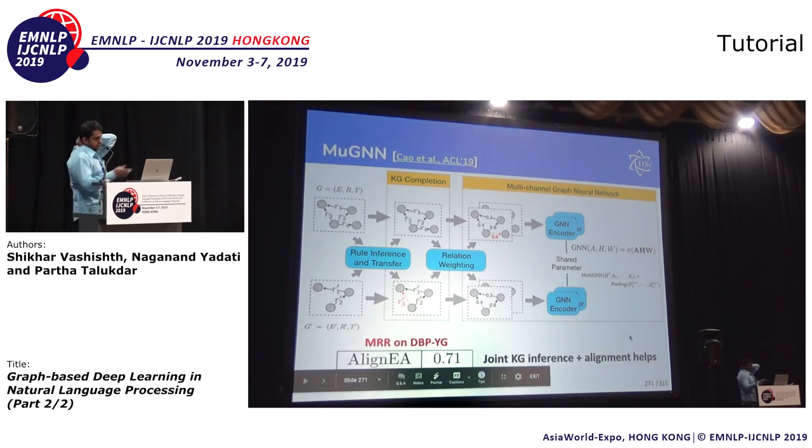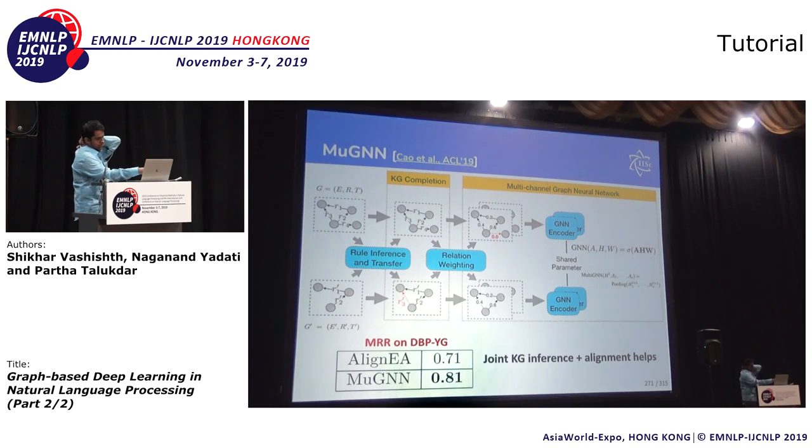And as we can see in the table, for the task of DBpedia to Yago entity alignment, they actually achieve state-of-the-art performance. And the main takeaway here is that joint inference and alignment significantly helps entity alignment.